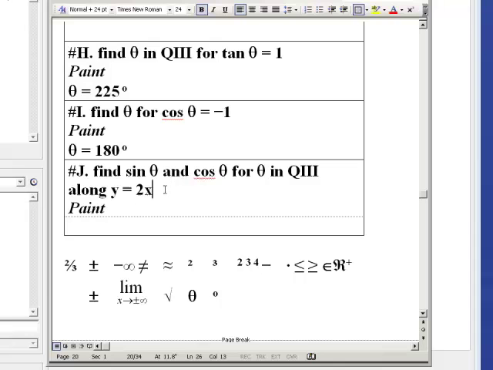Last problem, which says find sine theta and cosine theta for theta in quadrant 3 along the line y equals 2x. So let's go over to Paint.